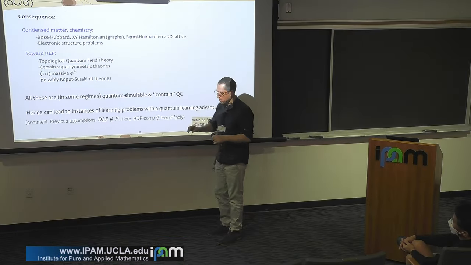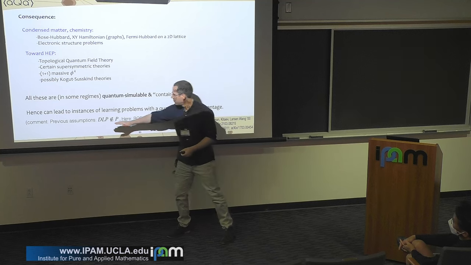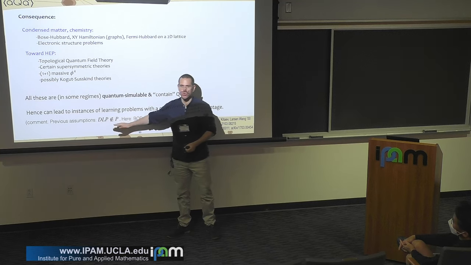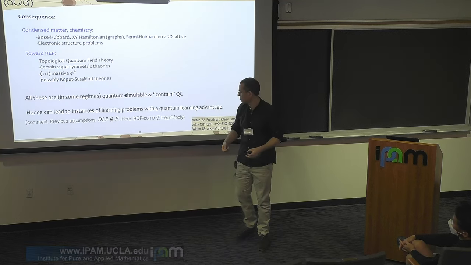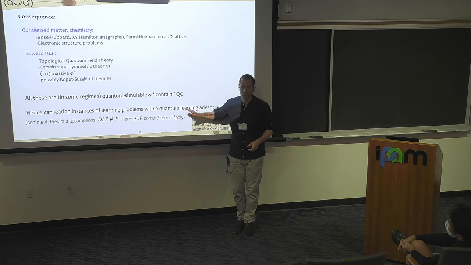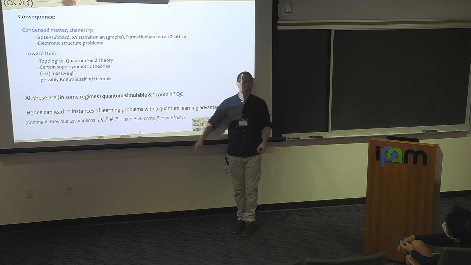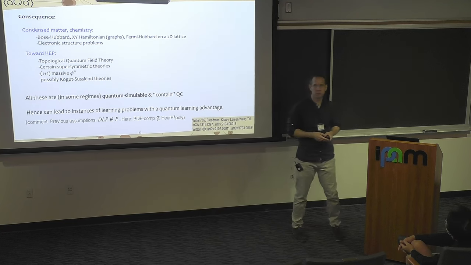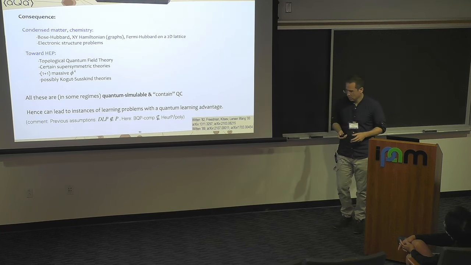This is the letdown thing. It is actually easier than we thought. The price I paid before: my pillar of faith was DLP, that discrete logarithm is not in P. This is what you get for the factoring type things. Here I'm saying BQP-complete is not in heuristic P/poly. If you believe this, you can have as many learning separations as you wish. And there's good reason to believe that, okay?